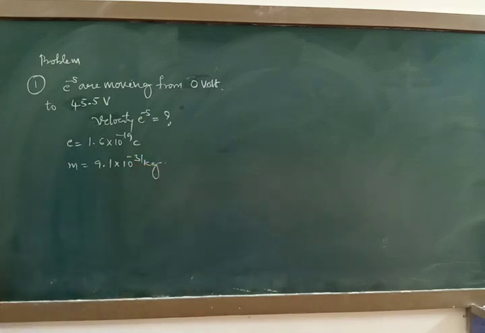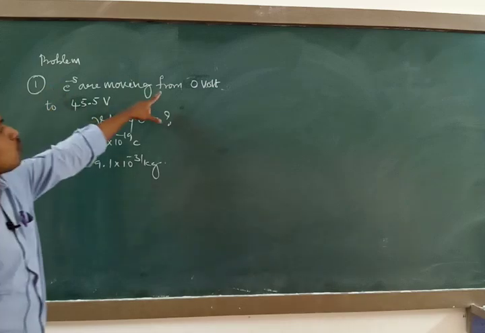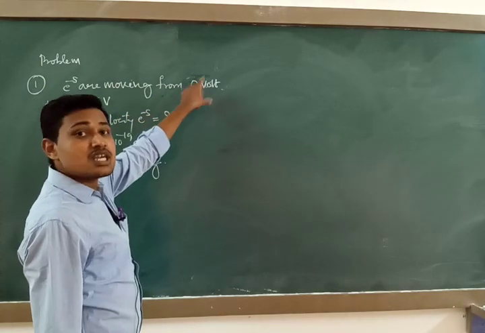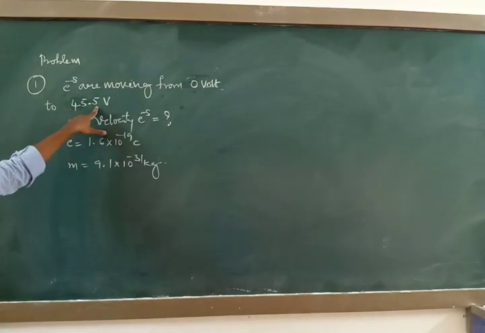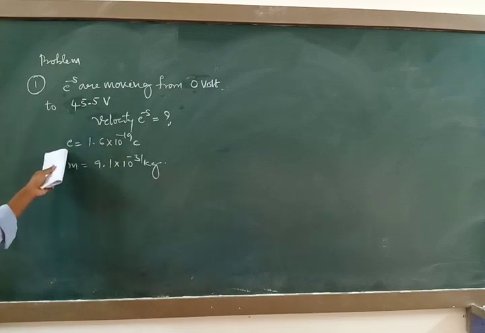See here, there are electrons, and these electrons are moving from 0 volt condition to 45.5 volt. It means they are accelerated at a potential of 0 to 45.5 volt. Under this condition, what is the velocity associated with the electrons? Here they have given the charge of the electron and mass of the electron. So tell me which equation I am supposed to use.